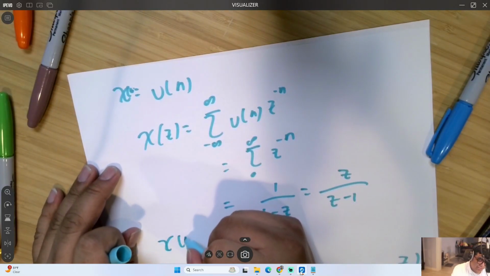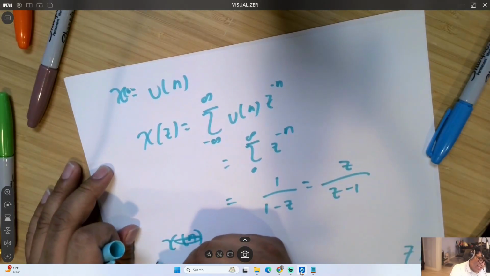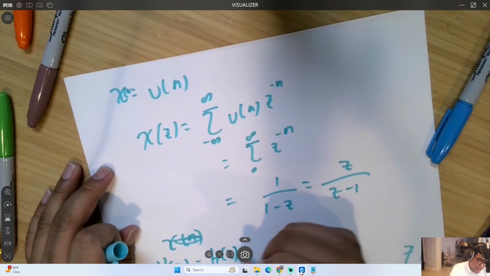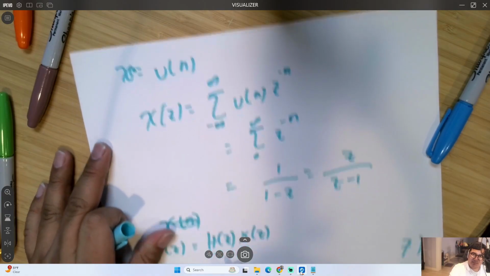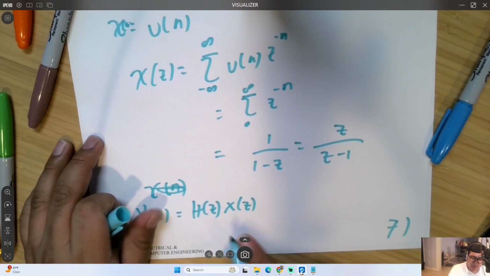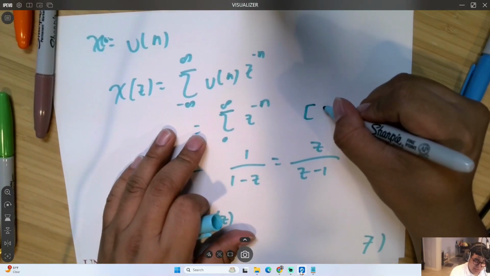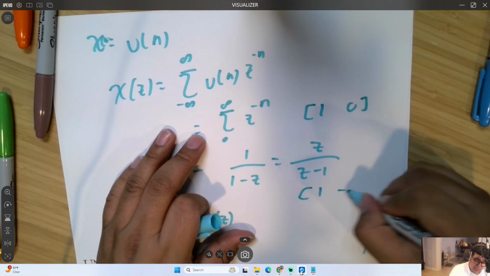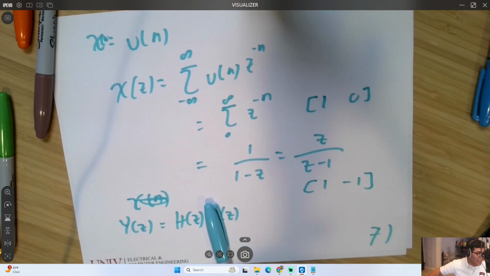So x of n, it is said that y of z is equal to h of z times x of z. If we know our h, we know the polynomials, we've been doing this, and we have our x. So what is this? This is going to be 1, and this is going to be 0, correct? This bottom here is going to be 1 minus 1. And then our h of z, well, did we do that? Let's see, did I do my h of z somewhere?